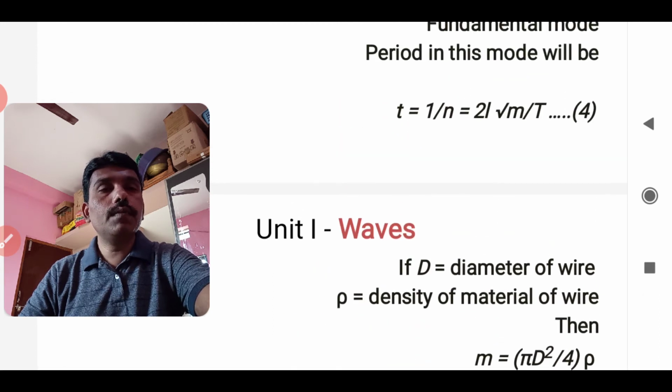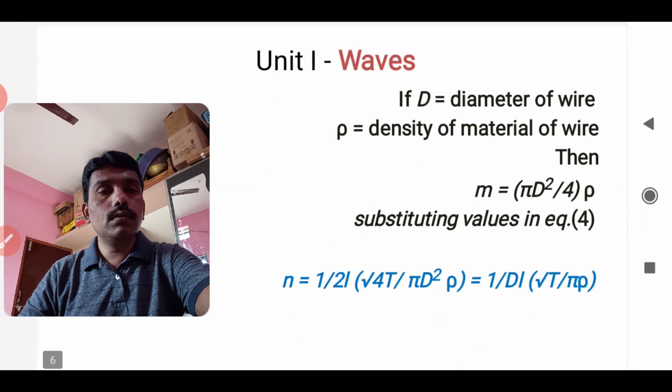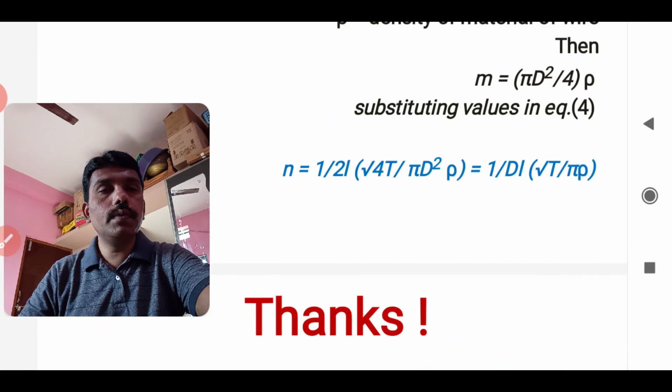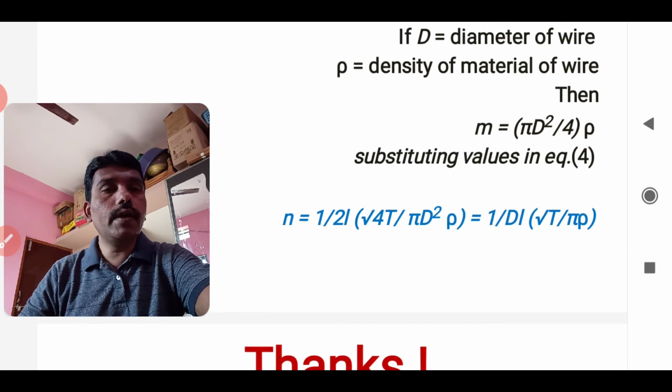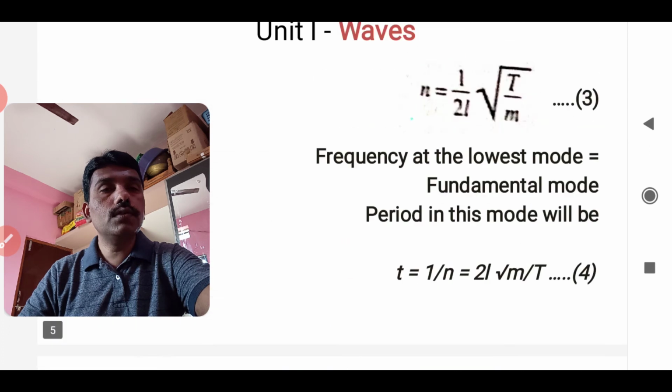If you look at this, this is the relation. And for m, if I am putting these values, for n you have calculated: here is n, 1 by twice l under root of t by m. So m is going to be replaced. m has the value pi d square by 4 into rho, and that's why this 4 will go to the upside, and that's why this will become this value.